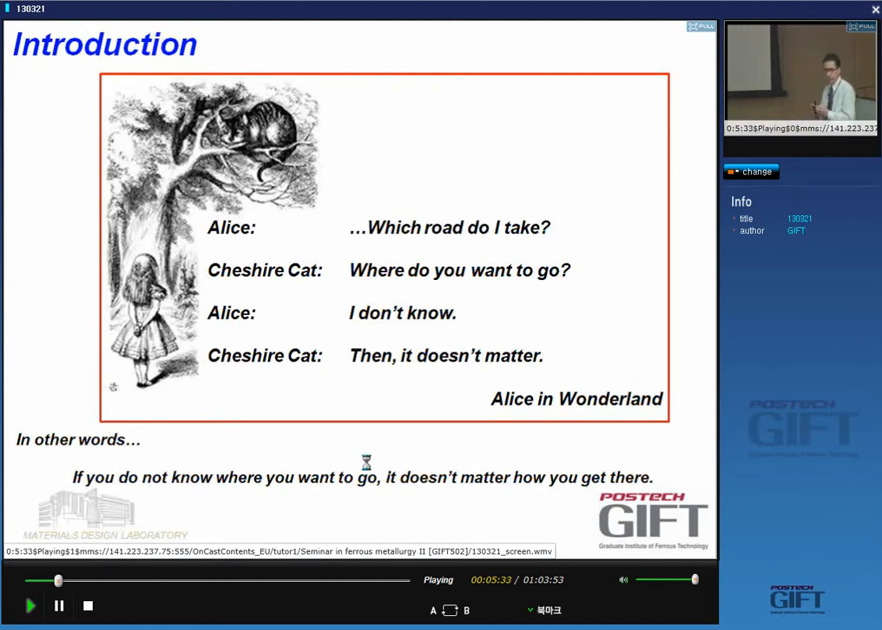Right? So if you see this explosion of compositions and activity in steel research that I just showed you, you may wonder, do we know where we're going?